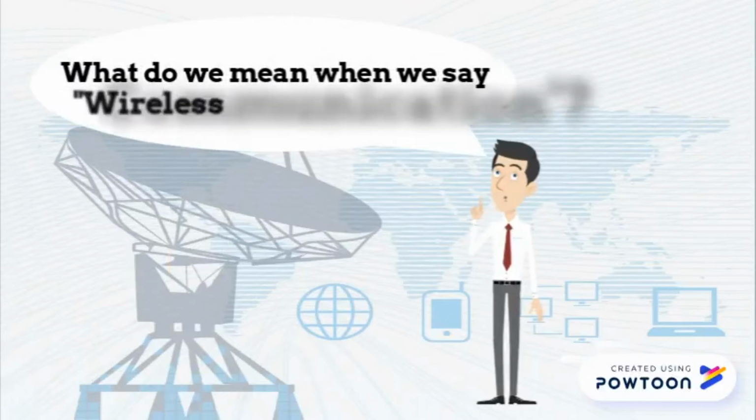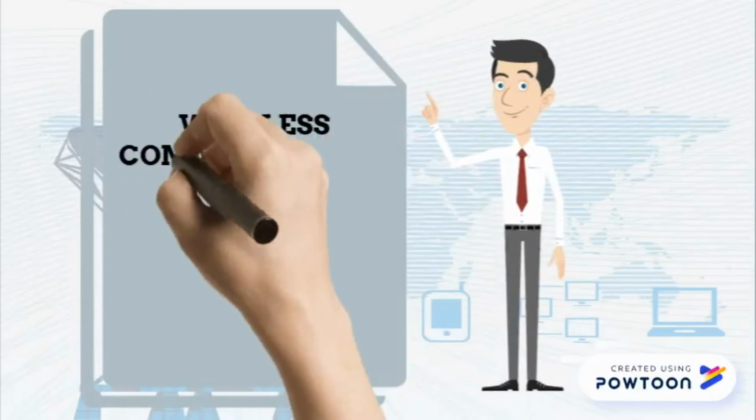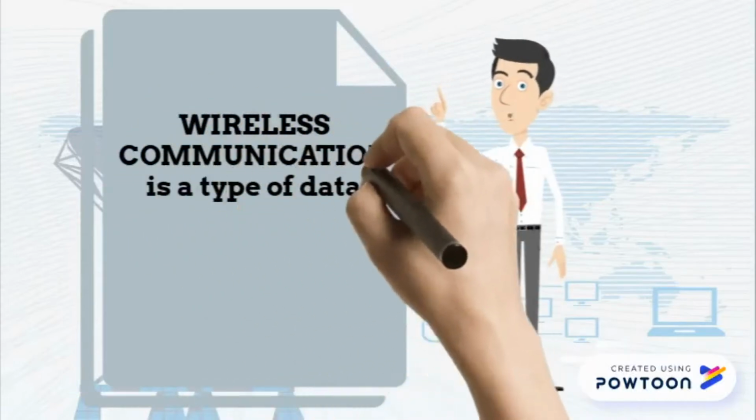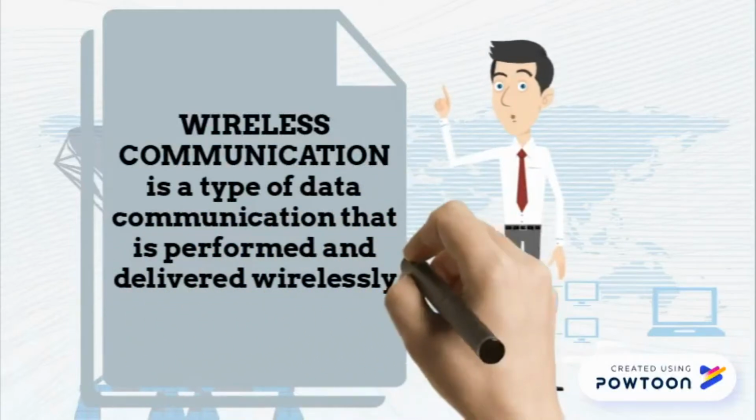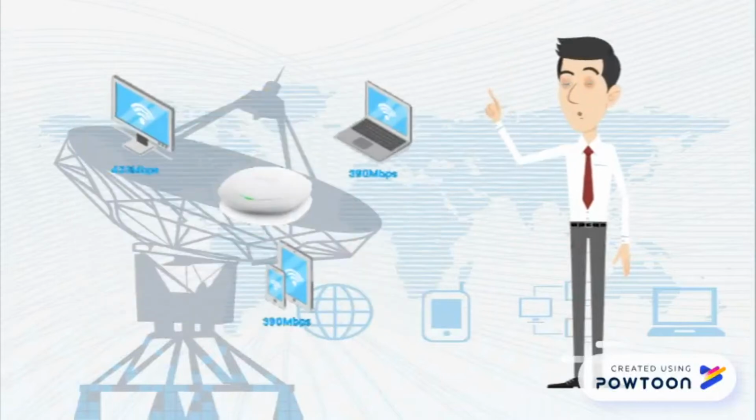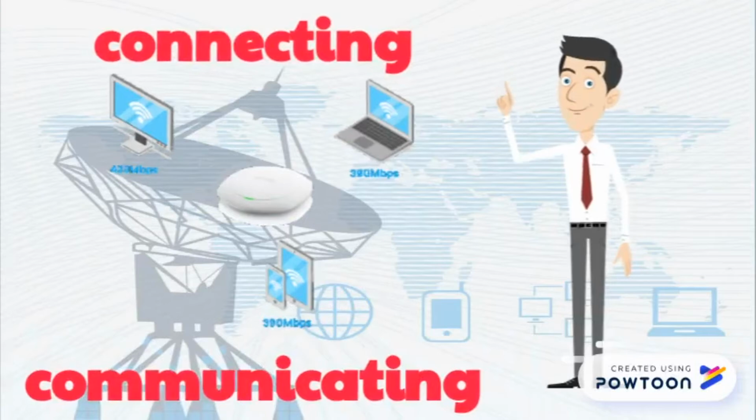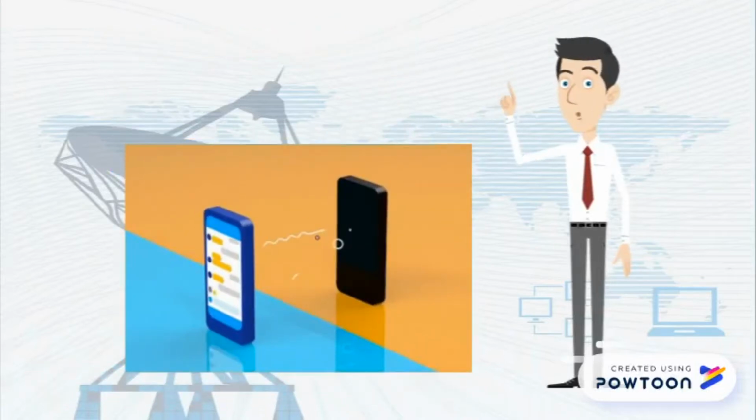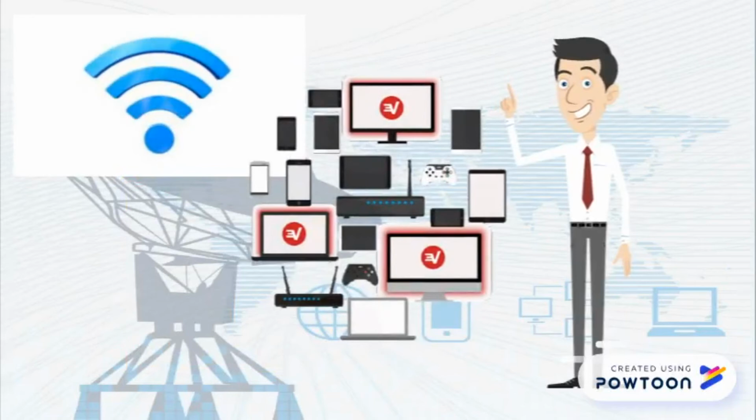What do we mean when we say wireless communication? Wireless communication is a type of data communication that is performed and delivered wirelessly. This is a broad term that incorporates all procedures and forms of connecting and communicating between two or more devices using a wireless signal through wireless communication technologies and devices.